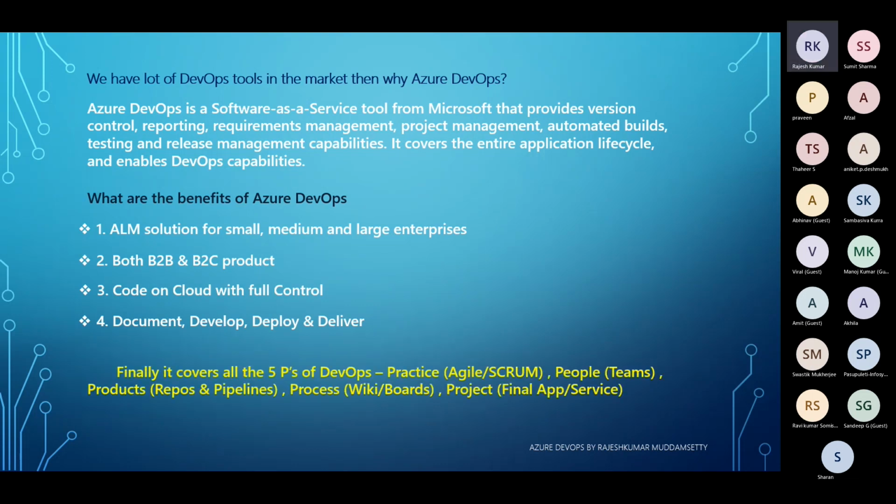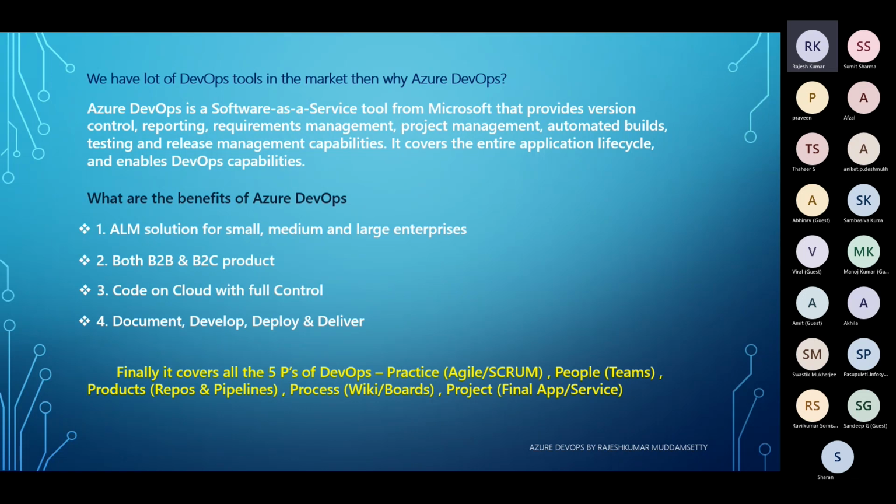So finally, it covers the 5 P's. If you remember my first definition, DevOps is a practice where people use different products by following a specific process to deliver the project. So Azure DevOps has first, practice. If you create any project in Azure DevOps, you can choose the practice, either Agile or Scrum or any different model. And the people, your entire organization, will be joined as teams in Azure DevOps. And you can give specific access to different teams.